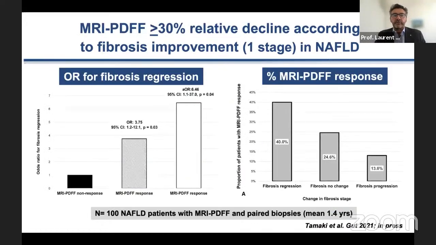A very recent study, again from the same group, this is not MR elastography, but MRI-PDFF, with a more than 30% relative decline and the relationship with fibrosis improvement. And on the left side, you can see the odds ratio for fibrosis regression, defined by fibrosis improvement of one stage. The odds ratio was above 6. On the right part of the slide, you can see the percentage of patients with an MRI-PDFF response according to fibrosis regression, 40%, fibrosis with no change, 25%, and fibrosis progression, 13%. So there are more patients with fibrosis regression, but it's not completely clear-cut.